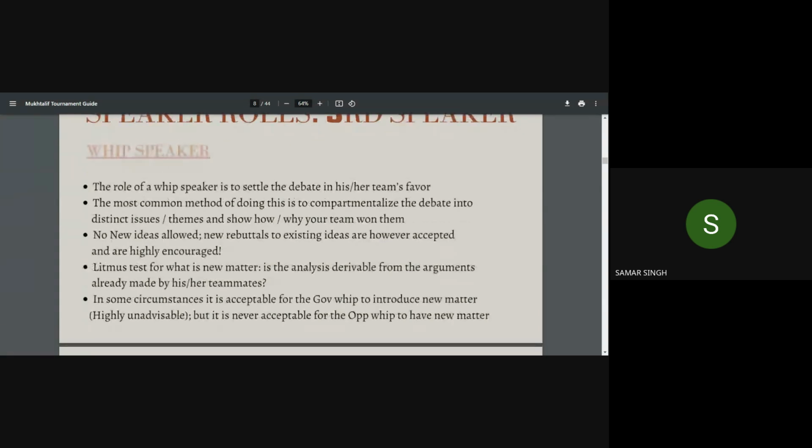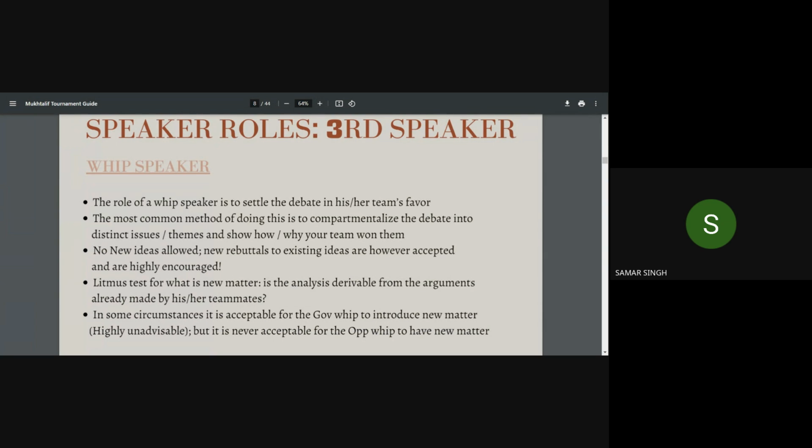So the role of a whip speaker is to settle the debate, meaning end the debate, give a conclusion to it, tell us how they win. So you can read the first line. It simply summarizes all of it. The role of a whip speaker is to settle the debate in her or his team's favor.